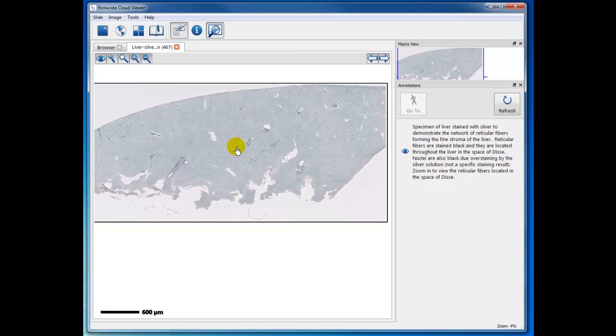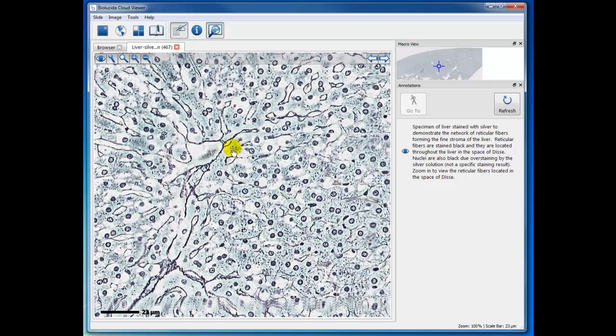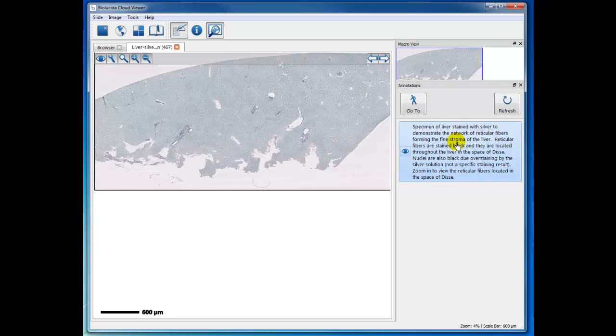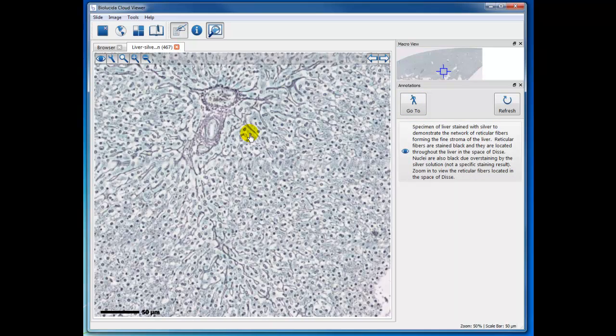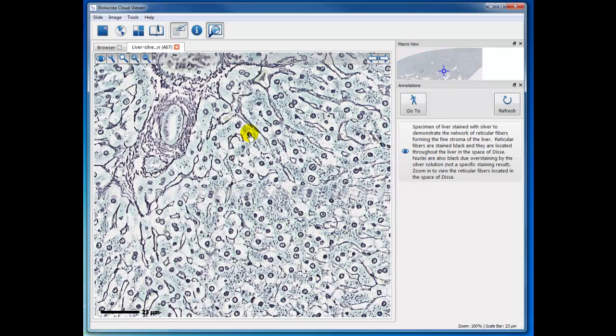You can see the framework of the liver, so every place you see the network of dark lines, those are reticular fibers, and they're located in the space of Disse. So you just have to zoom in, and that's what this specimen is valuable for. And you can see the round black objects; those are nuclei.